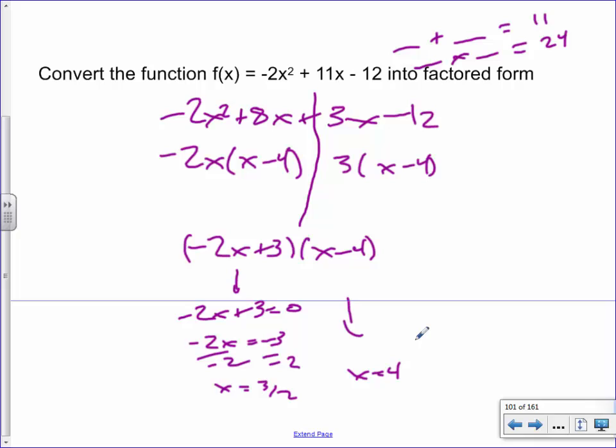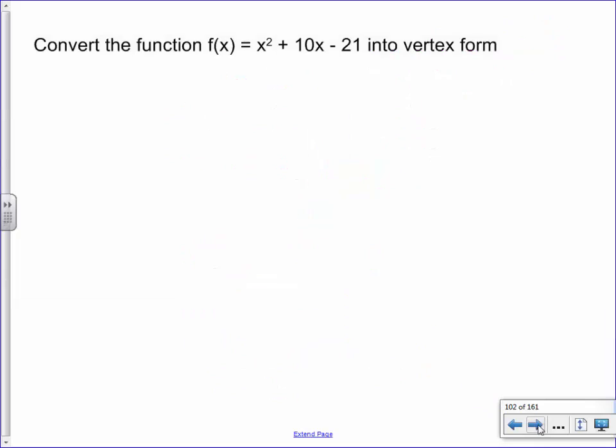This is where it gets nasty. Going into standard form is fairly simple. You just FOIL stuff out. Going into factored form, also pretty simple. You just factor stuff out. Going into vertex form, however, is nasty. It's very difficult. So that's the point of my lesson here. We want to try to convert this into a vertex form.